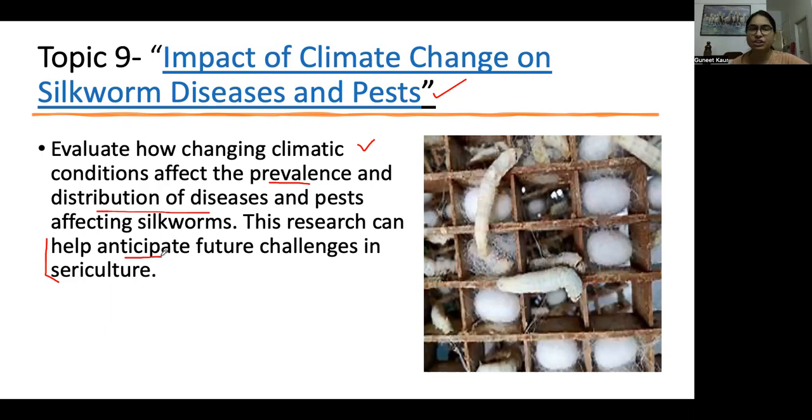So just to know and be prepared for the future, once we know there are climatic changes occurring in the silk, common pests that are affecting the silkworm, so this can be one of the topics of research, a very good topic of research for students who are interested in sericulture topics, right? Okay, so I'm just repeating the topic: impact of climatic change on silkworm diseases and pests.